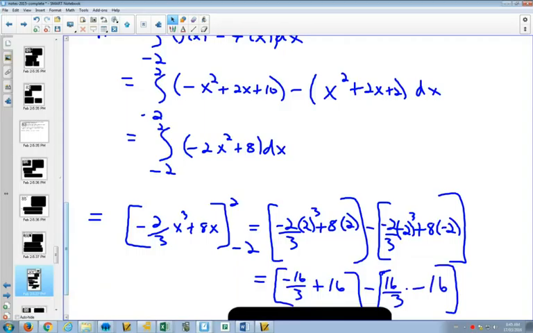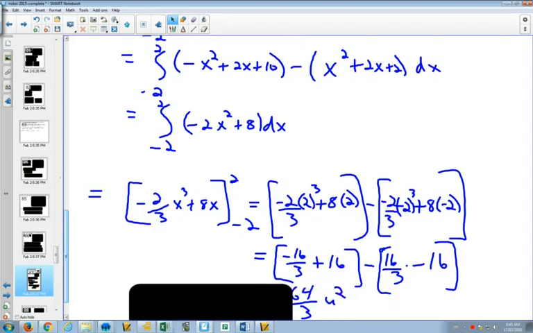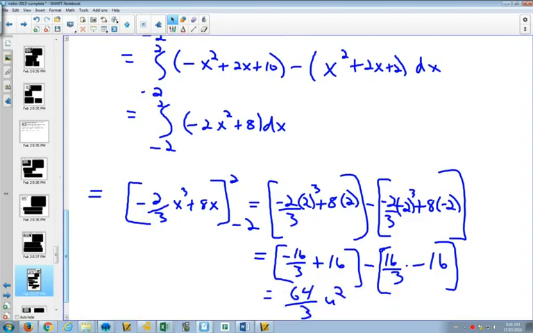Again, I like to, before I simplify inside the brackets, see if there are some like terms. In this case, there are. And we get a final answer of 64/3 units squared.